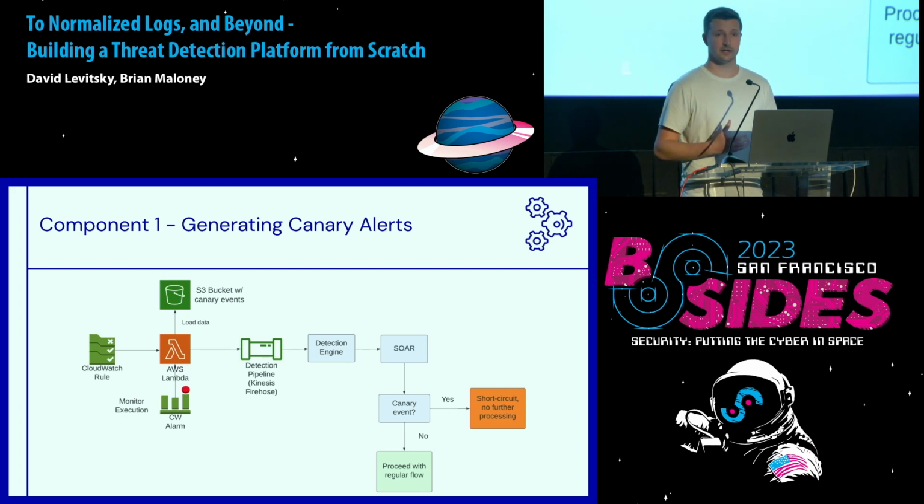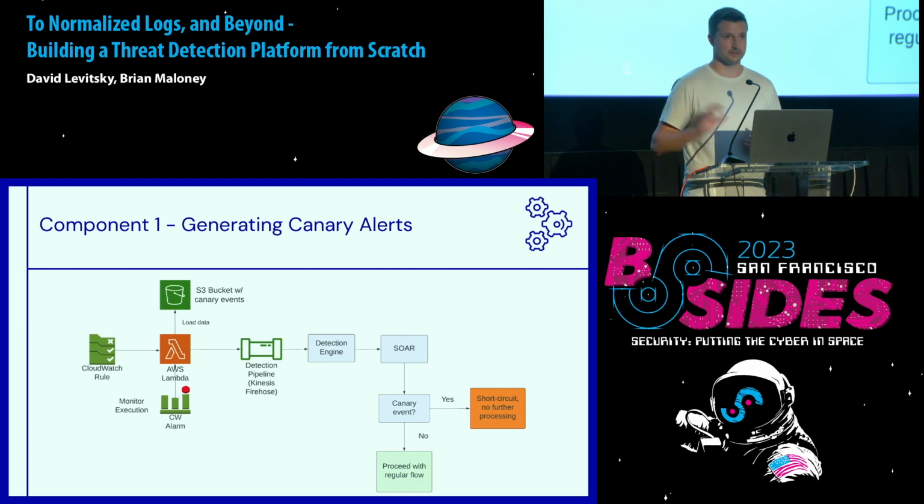We put Canary data in an S3 bucket that the Lambda will read from, and then it will fire it into our detection pipeline, which is Kinesis Firehose. It will take the data and send it into our centralized source of truth S3 bucket. What we do with the Canary data is we mark it in some way to determine that it is actually a Canary event.